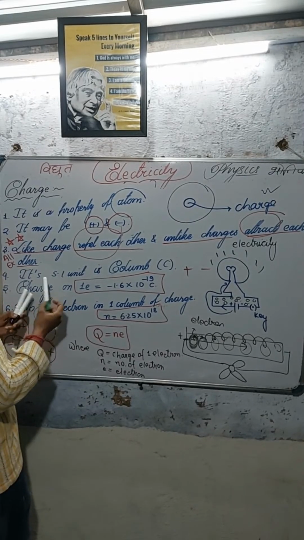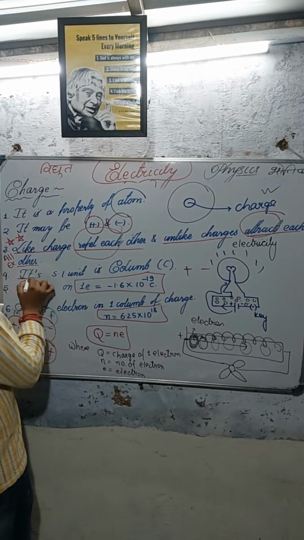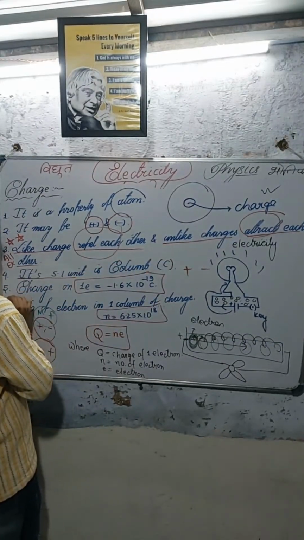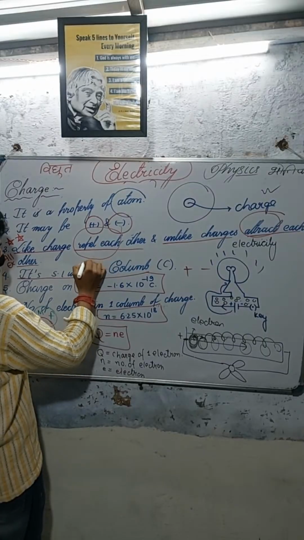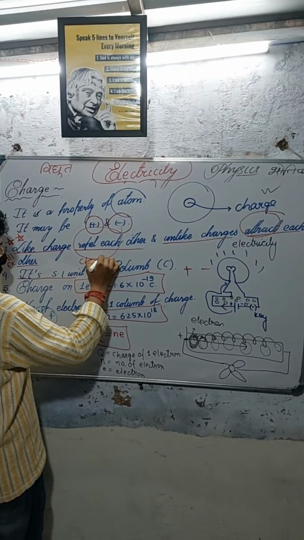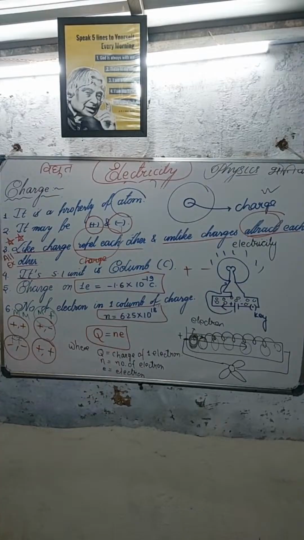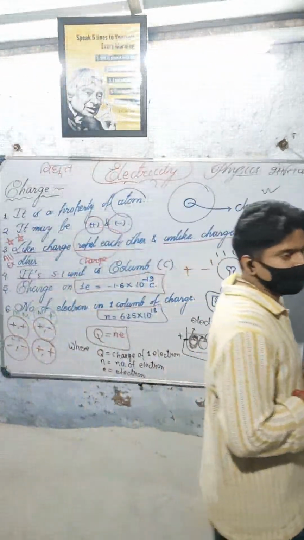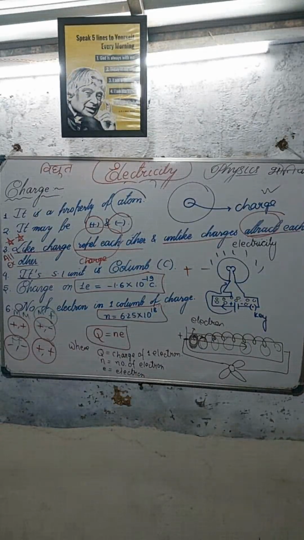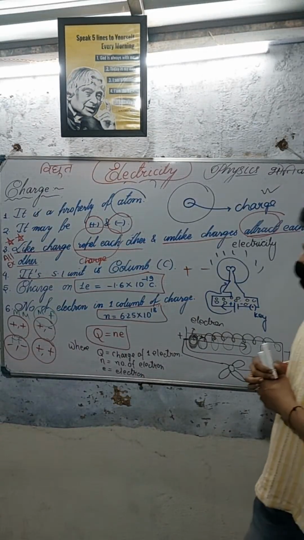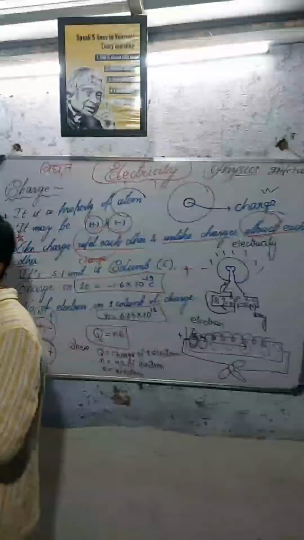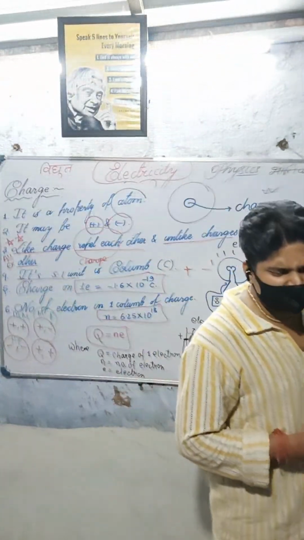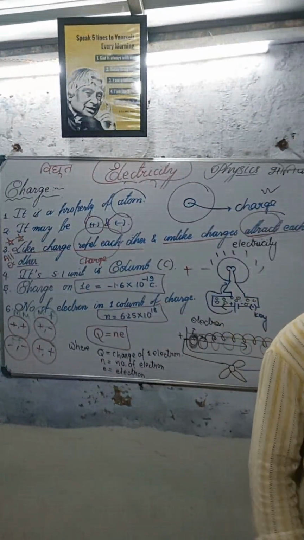Listen, the next point is what? The SI unit of charge. बच्चे इसको चार्ज लिख लेना. The SI unit of charge is called Coulomb. Why, sir, is the SI unit Coulomb? Coulomb is the name. Yes.